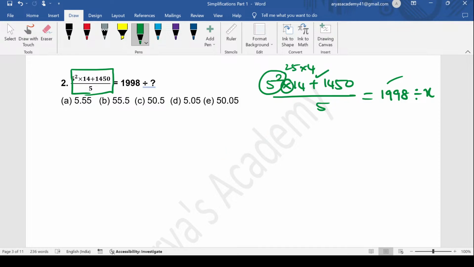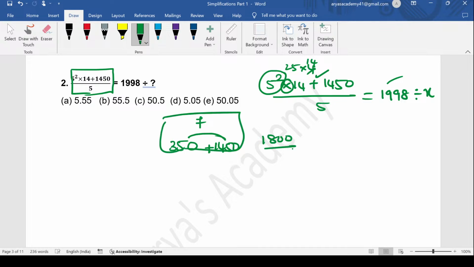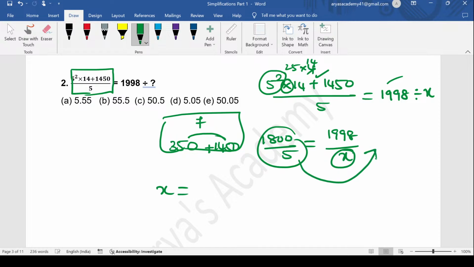So 25 into 14. 14 fives are 70. 14 twos are 28 plus 7, 35. So it becomes 350. And we already have 1450. If you add them, it becomes 1800. So finally, the equation gets converted like this: 1800 by 5 is equal to 1998 divided by x. So I want this value. So x is equal to this fraction will go to the right side of the equation and gets reversed. 1800 by 5 will get reversed and it becomes 5 by 1800.